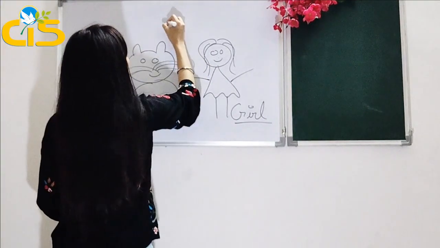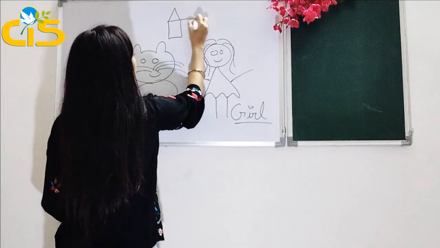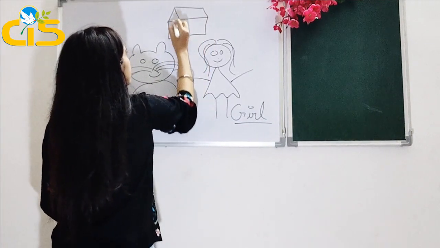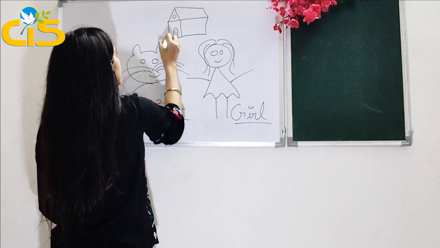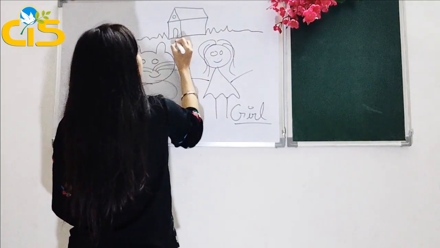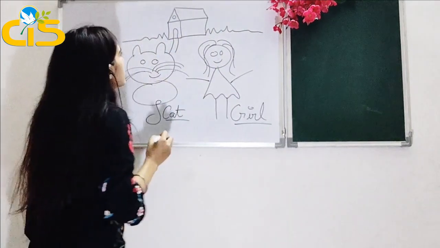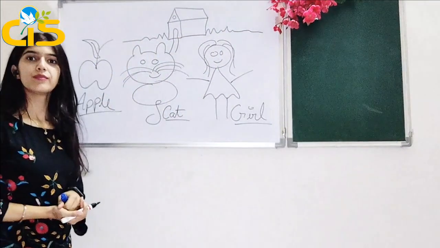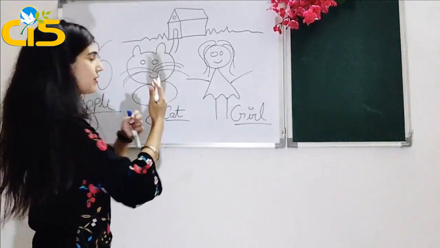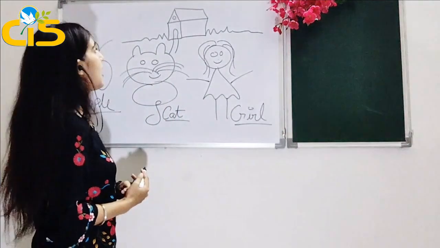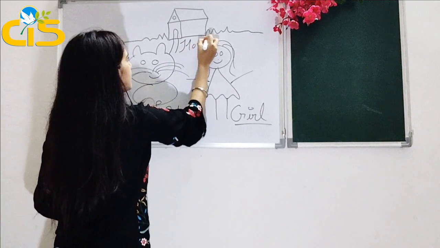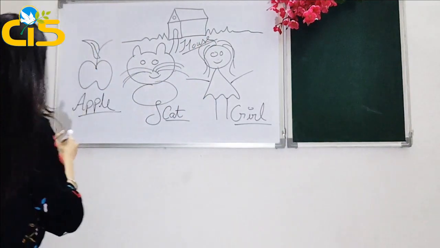Now, one more question is left. Right? So what is this? You will tell me what this is. This is a house, right? This is a house. Correct. Let me just write it here. This is a house. Fine.